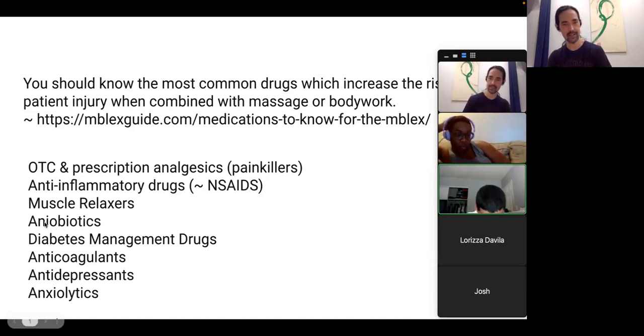Antibiotics. Diabetes management drugs, we went over like Bandia. Anticoagulants, we talked a little bit about those.